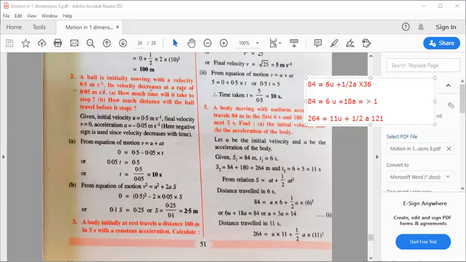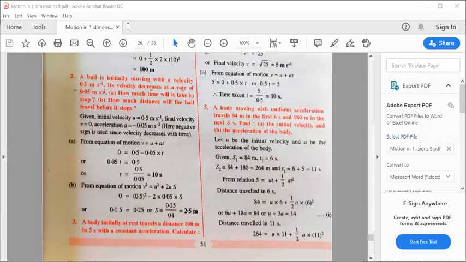Now you cannot solve this properly. So what you have to do? We need to do LCM. So 264 into 2, what will it be? So let's just check it out. Let's not waste time in doing this.